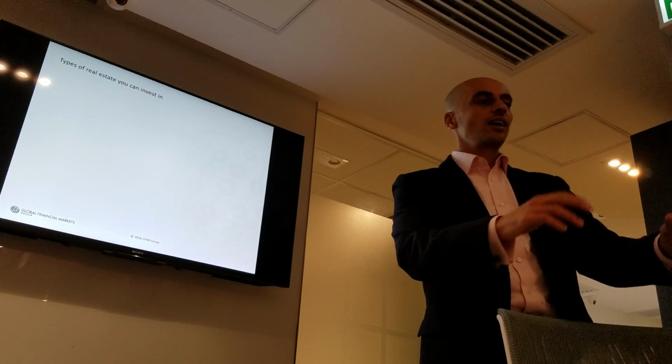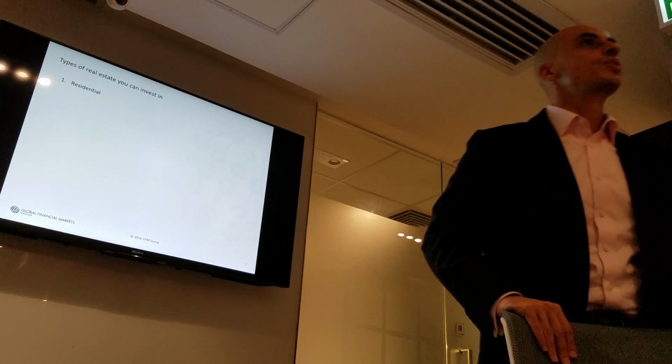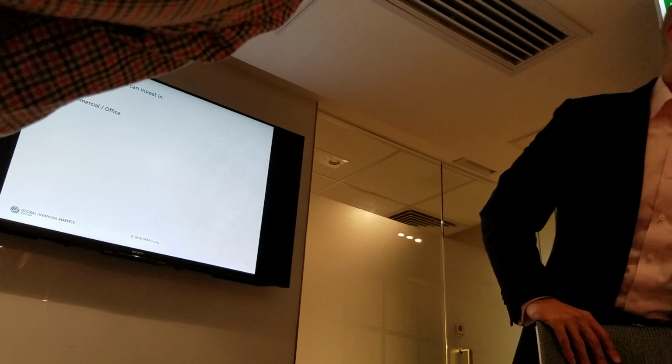So what are the different types of real estate you can invest in? I'm going to be giving about 12 examples here, and we'll be seeing how those break down asset class by asset class on a slide later on. So the first and most obvious one is residential. This is simply real estate that you can live in, or that somebody will live in and pay you rent to live in.